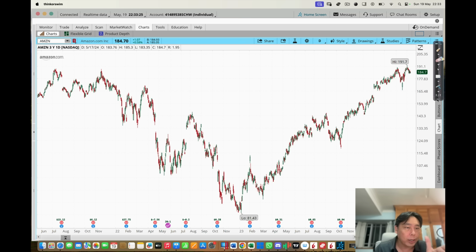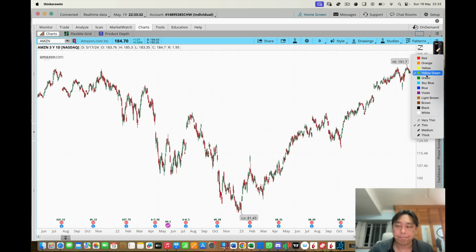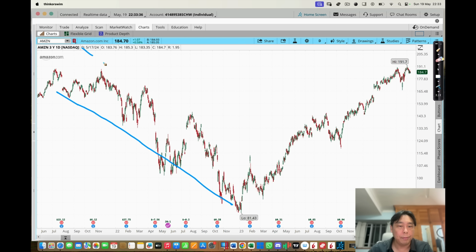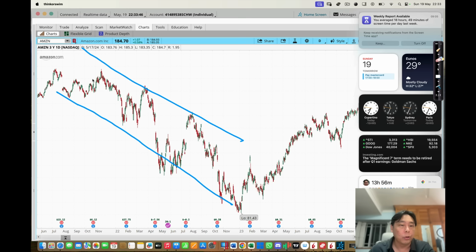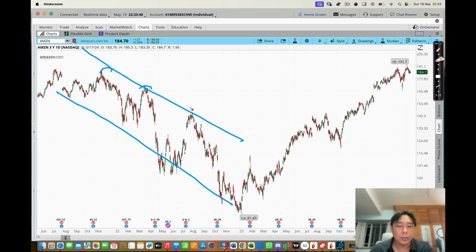For example, let's take a look at Amazon. And you can see, for example, over here, Amazon was clearly on a downtrend over here, right? So this is a downtrend, and we have learned the definitions. A downtrend is defined as a pattern of lower highs and lower lows. So it makes lower highs, it makes lower lows, right?